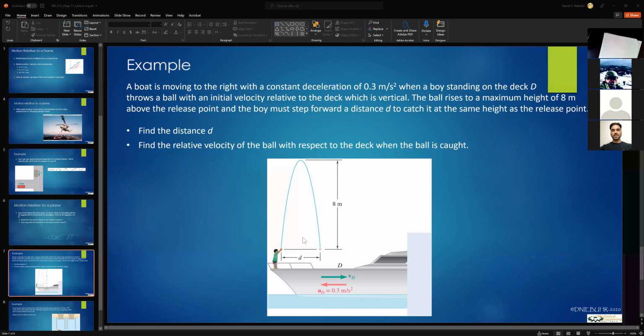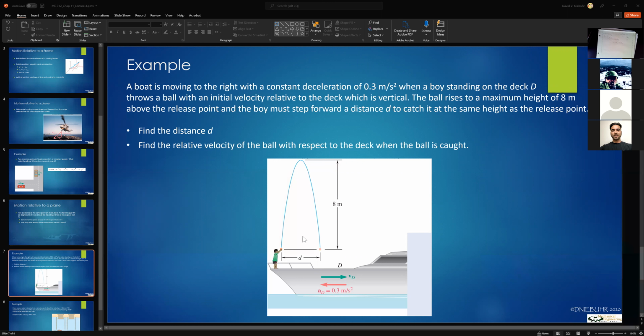Let's find the piece of paper I drew for this. Where'd you go? Here we are. Okay, so let's go ahead and look at this problem. So here it is on the screen.